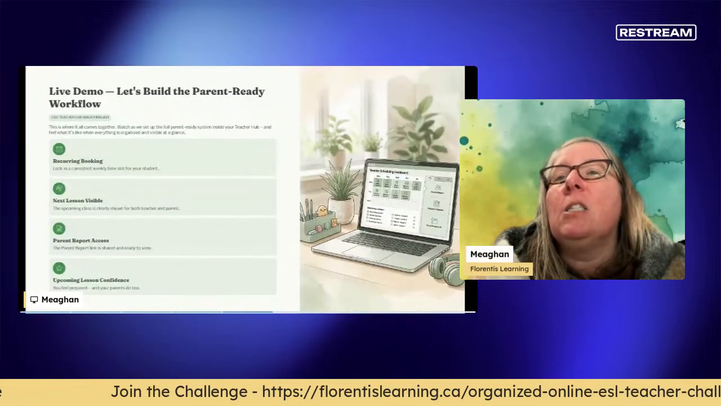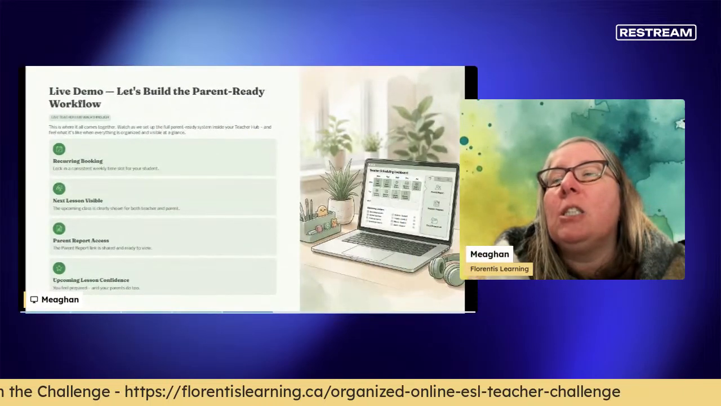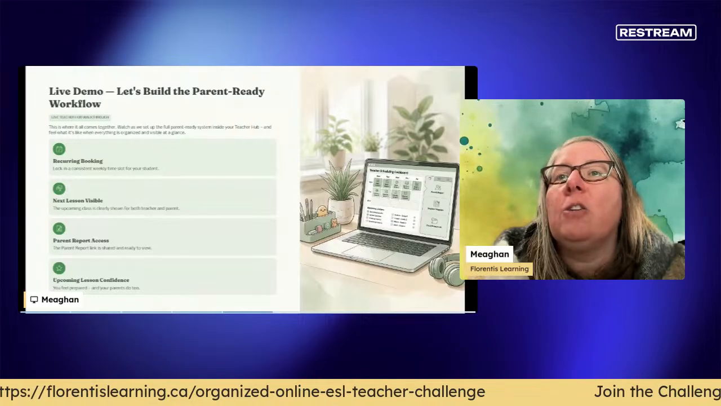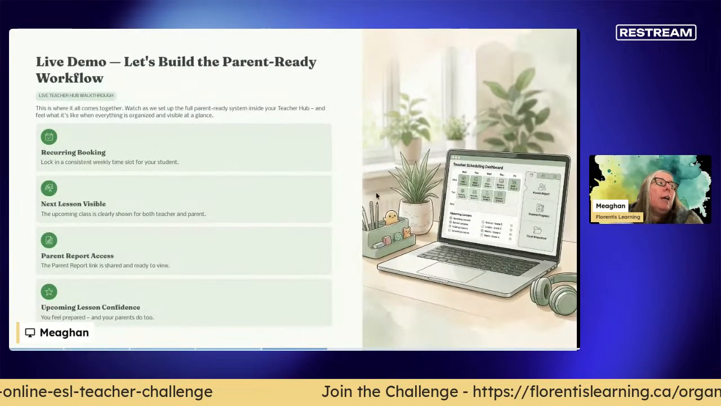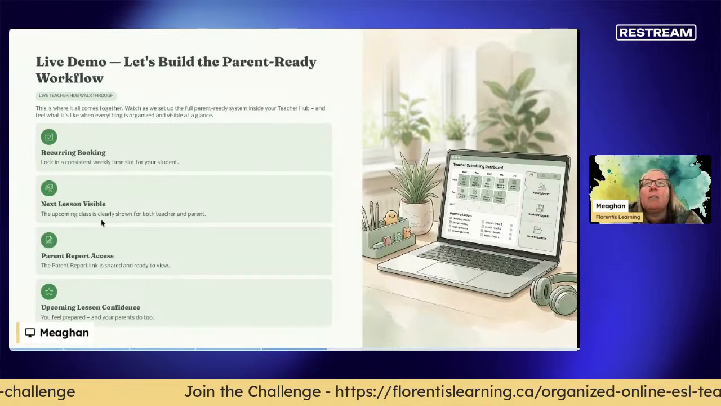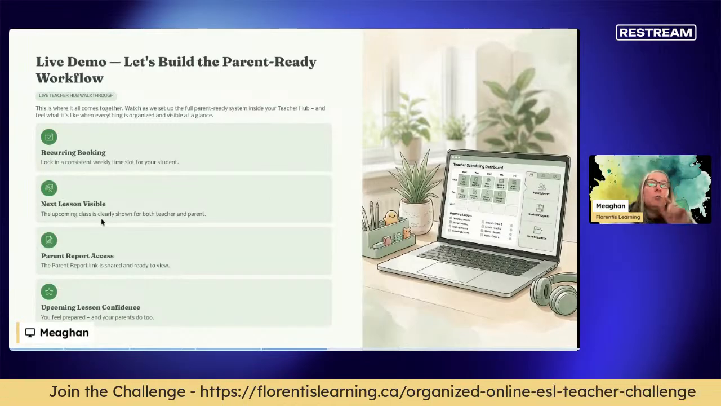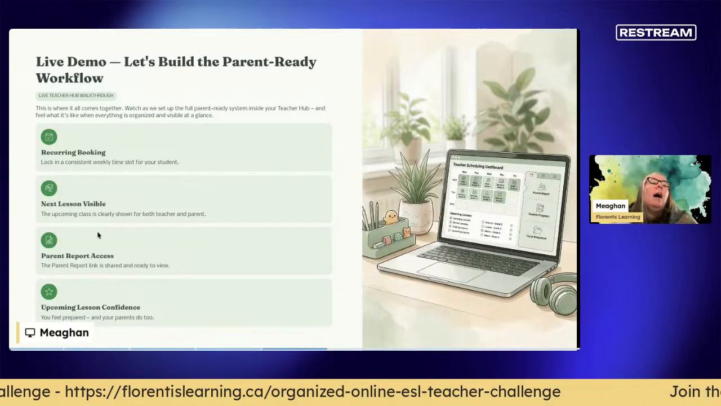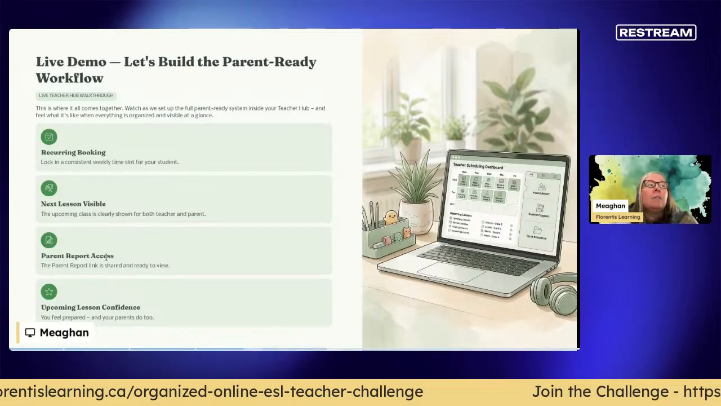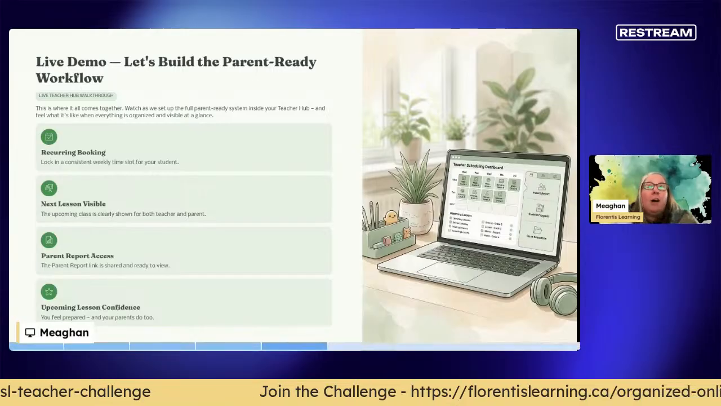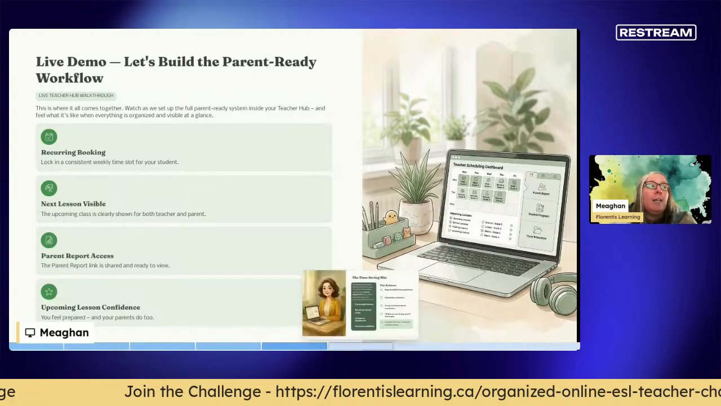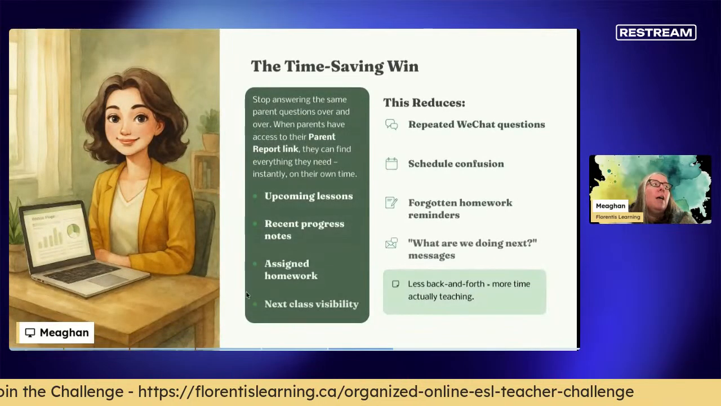All right. So let's take a quick look at what we said we were going to do and what we've done. I indicated today we were going to run through reoccurring bookings, making that next lesson visible, which is right on the parent report. The parent report access, so that's sharing your parent link, and your upcoming lesson confidence. You're prepared, you're ready, you just click your buttons and all is set, ready to go.